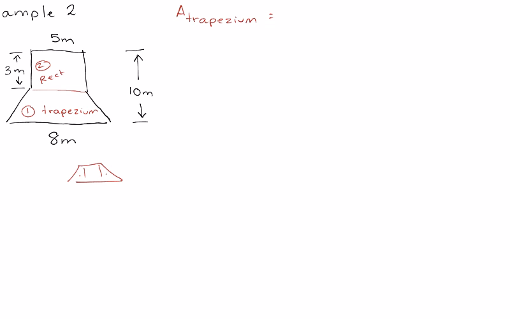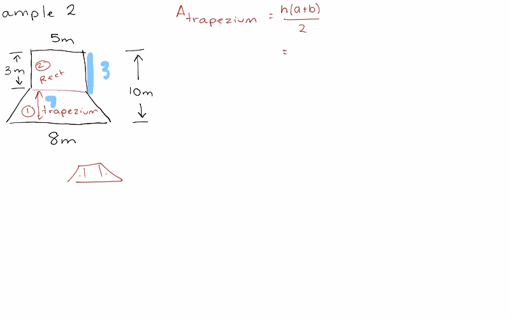Area of a trapezium is a formula you need to know. So I've got H times A plus B, the parallel sides, divided by 2. So my height here: this bit is 3, the whole bit is 10, so that must be 7.